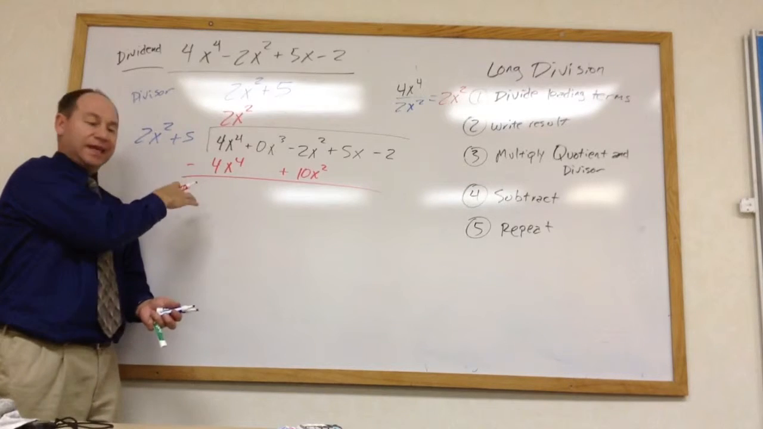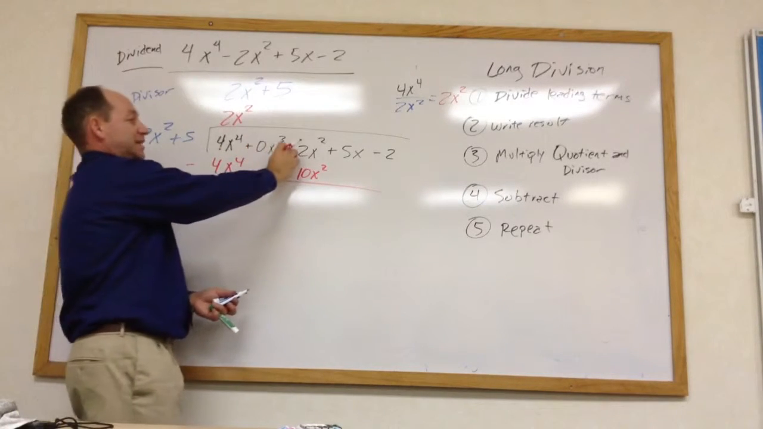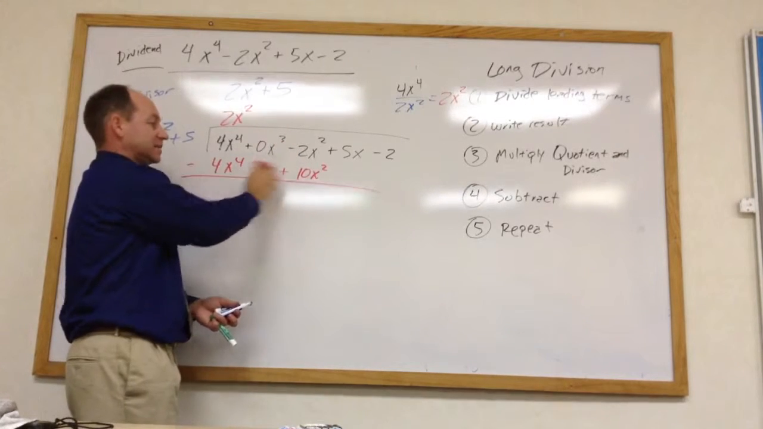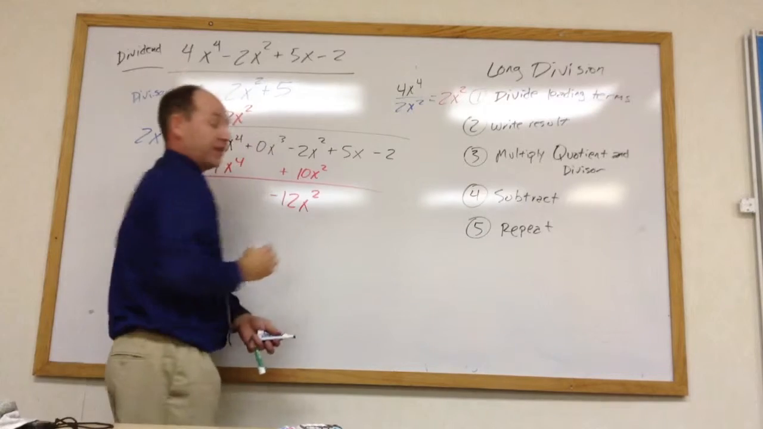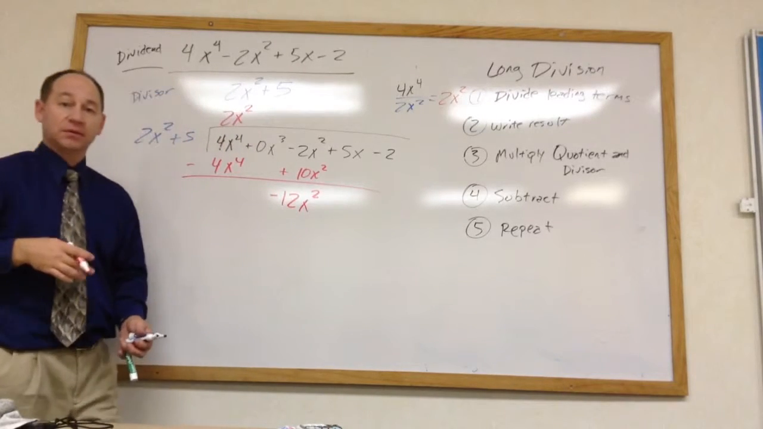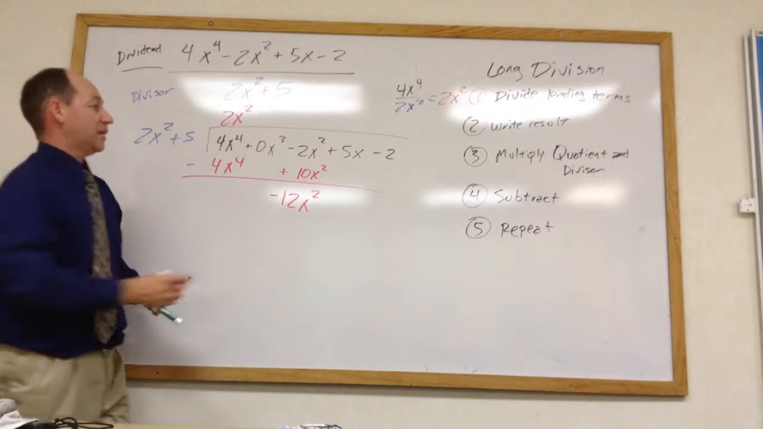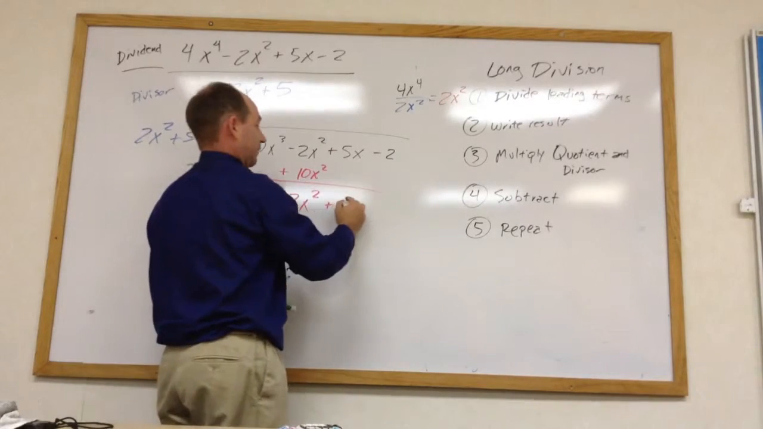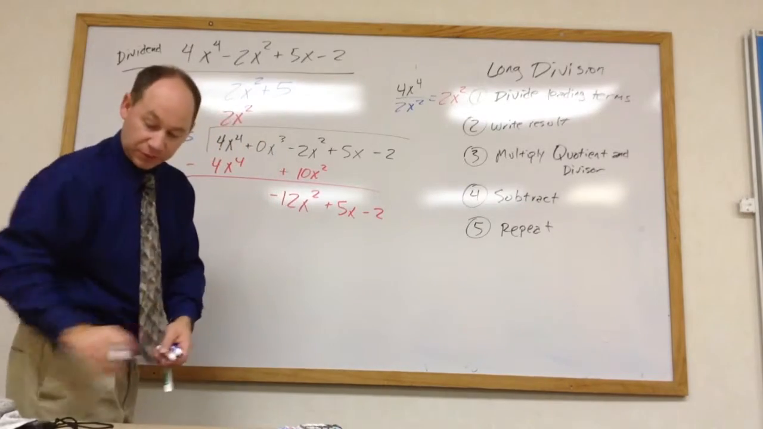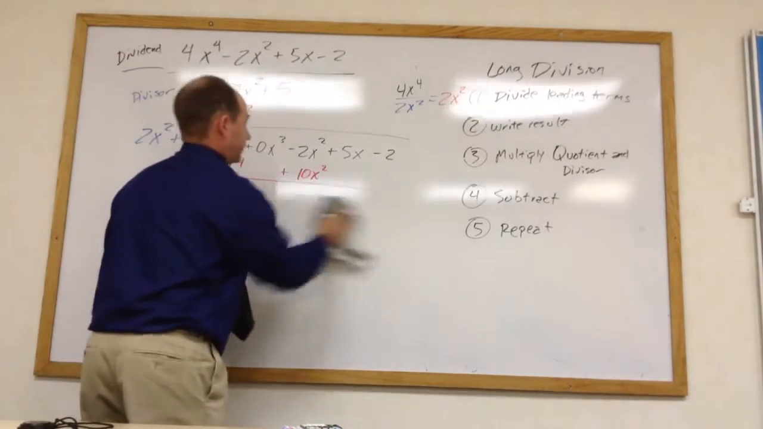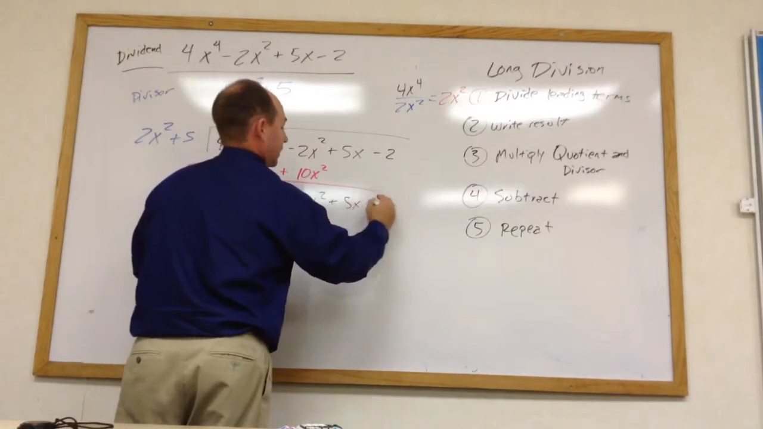The first ones should cancel, 4x to the 4th minus 4x to the 4th, 0. But for the next ones I need to take a negative minus this positive. And that's where 95% of the mistakes on long division are made, when they do long division for polynomials. This minus that. And then I go 5x minus 0 is 5x. And then negative 2 minus 0 is negative 2. Sorry, I should have switched colors for you there. Let's do this again. And this should be negative 12x squared plus 5x minus 2.